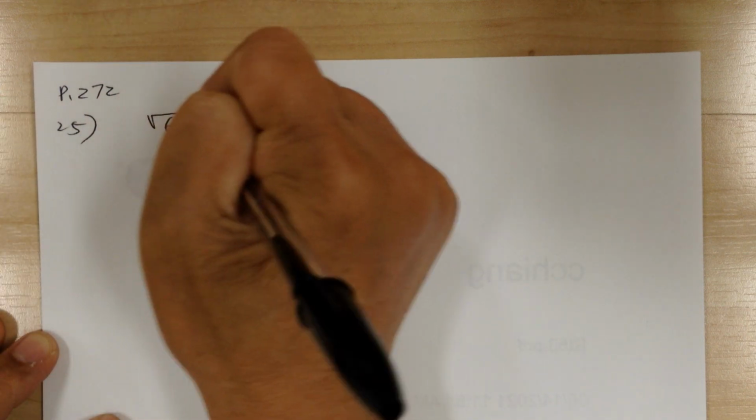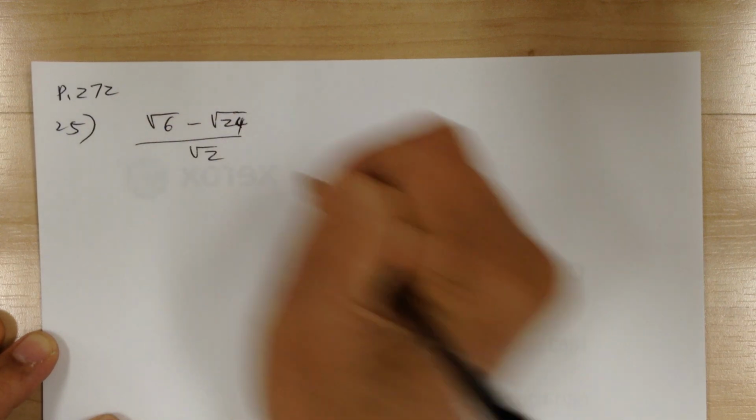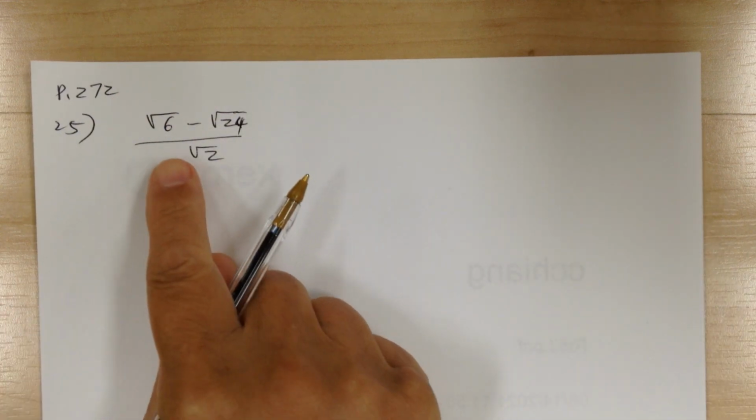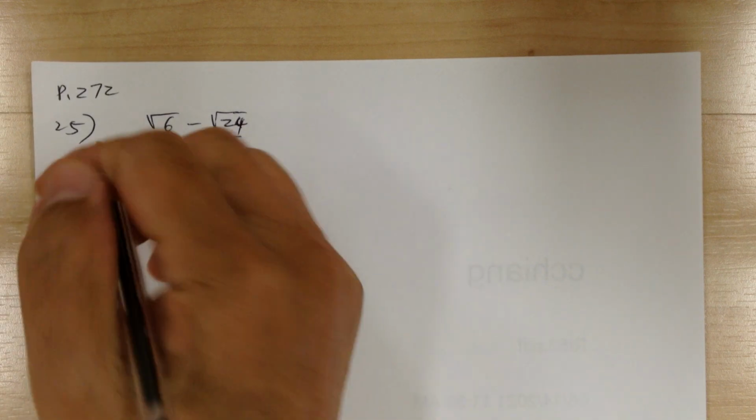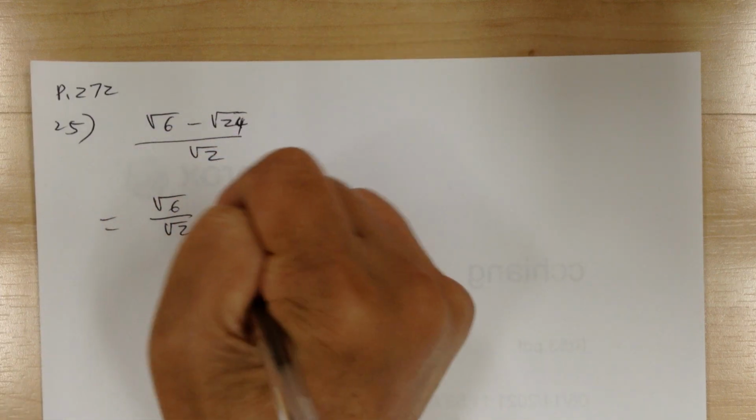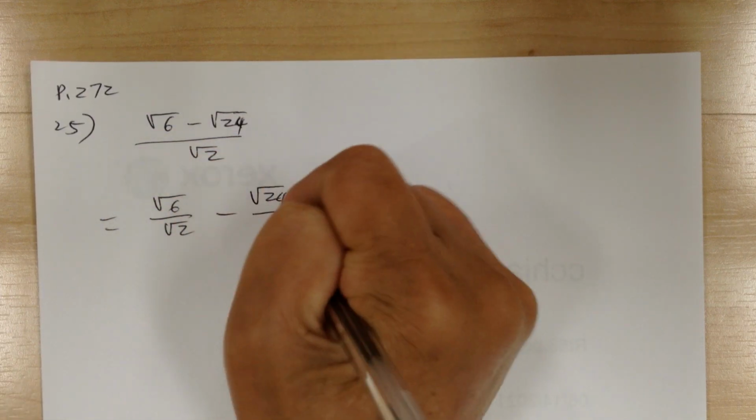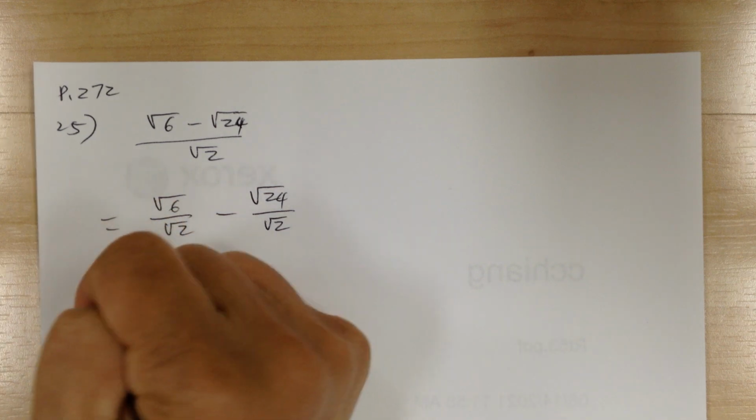You have square root of 6 minus square root of 24 over square root of 2. Now, when you have this kind of situation, it's better to go ahead and undo your common denominator. So go and separate it out. So do the reverse of the common denominator. And that way you can simplify each one.